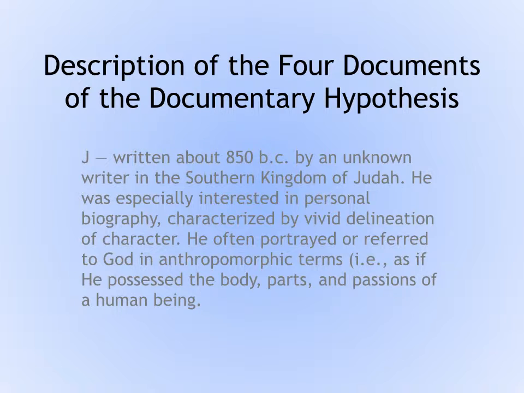Well, according to the documentary hypothesis or source hypothesis, the J documents were actually written about 850 BC, or 850 years before Christ, or if you do the more modern dating system, BCE, before Common Era. And it was by an unknown writer or author or authors in the southern kingdom of Judah. This author was especially interested in personal biographical sketches that were characterized by vivid delineation of character. In other words, he was writing very descriptive works about God or about the individuals.